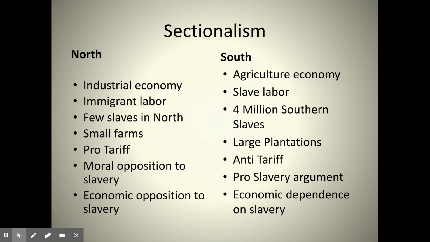The South did not like tariffs. We've talked about this before. They had to pay these, yet it did not benefit them as directly as in the North. So the North is pro tariff.